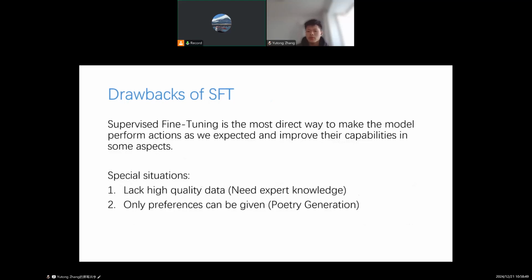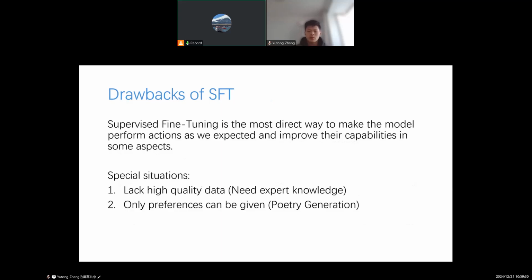However, there are some drawbacks of supervised fine-tuning, right? Although it is the most direct way to make the model perform actions as we expect and improve its capabilities in some aspects, in some special situations it is not so efficient. First, when we lack high quality data, or we need expert knowledge to get this data, which is prohibitively expensive, we are not going to use this because we don't have the prompt and answer pairs to train the model.